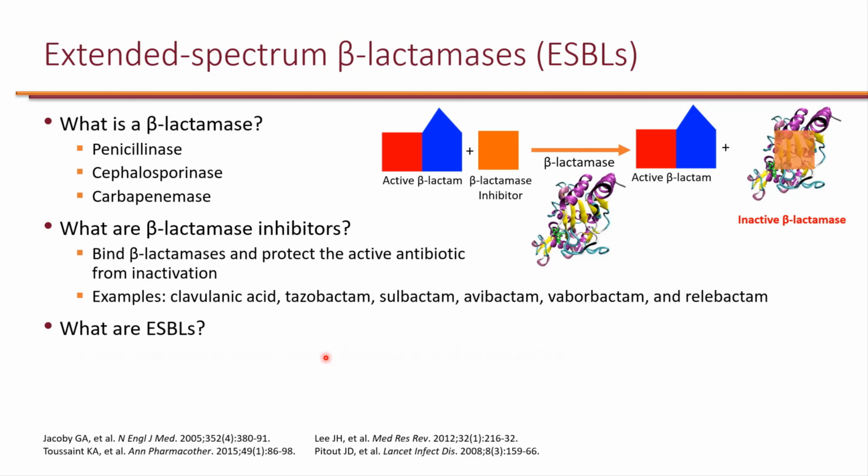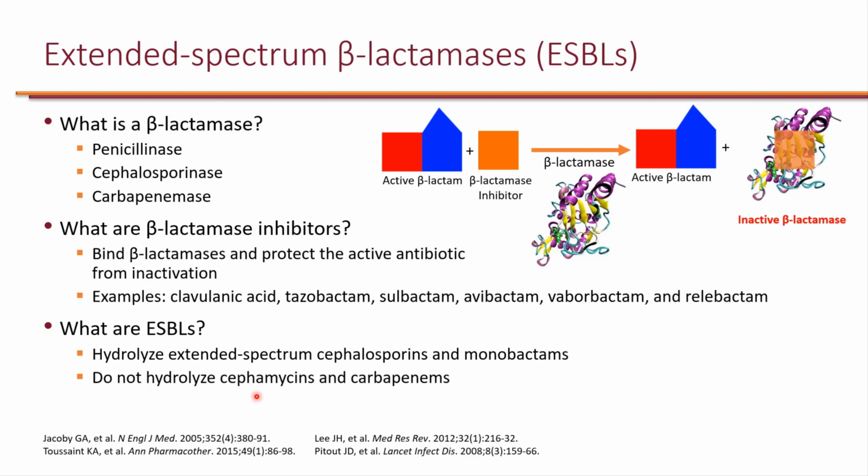Now, what exactly are ESBLs, or extended spectrum beta-lactamases? So these are the enzymes that can hydrolyze extended spectrum cephalosporins and monobactams. And extended spectrum cephalosporins are essentially 3rd generation cephalosporins, such as ceftriaxone. And they do not hydrolyze cephamycins, which are a subset of 2nd generation cephalosporins, and they can also not hydrolyze carbapenems. Now, ESBLs are susceptible to most beta-lactamase inhibitors with the exception of sulbactam. So sulbactam does not have good activity or affinity against ESBL.